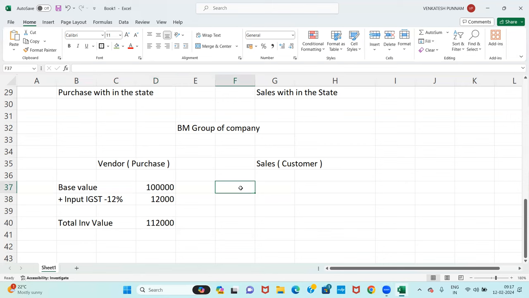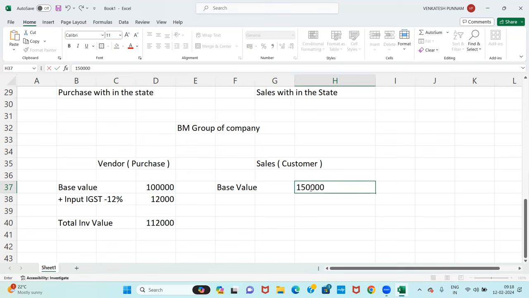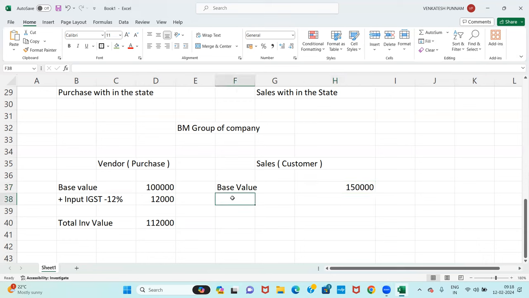When I am doing the sales, the base value. Example, I purchased for 1 lakh. So do I want to sell at the same value, or can I take any profit? Including profit, we choose some profit, right? My product value is 1 lakh. I purchase from the vendor, then I sell to the customer at 1,50,000. 50,000 is my profit. Plus tax.